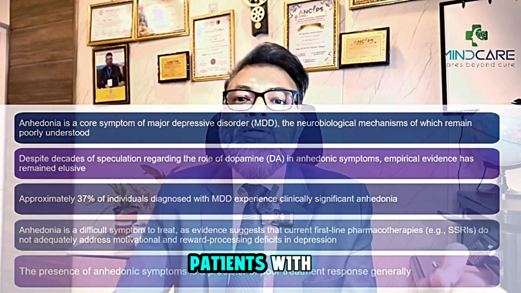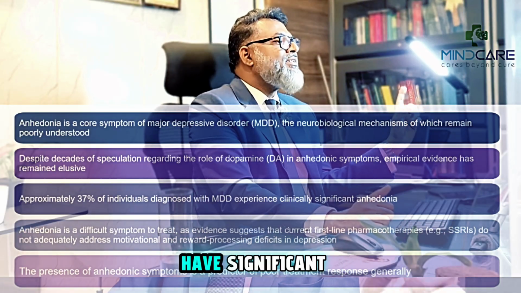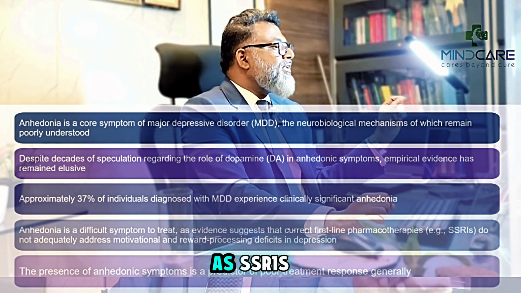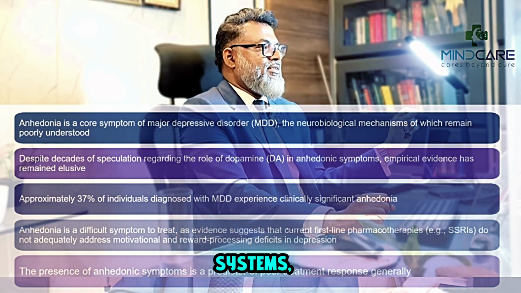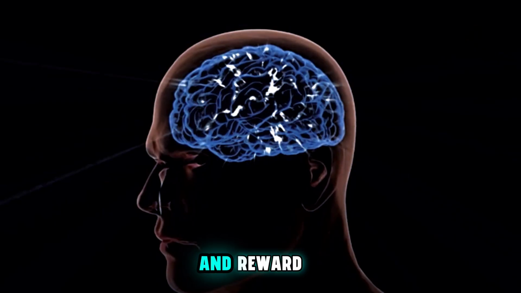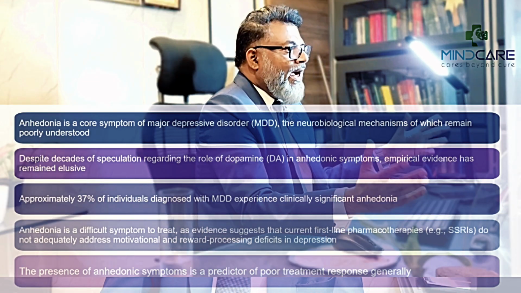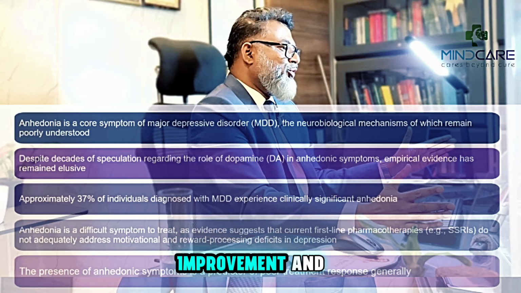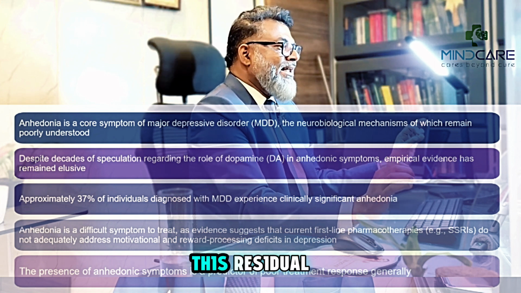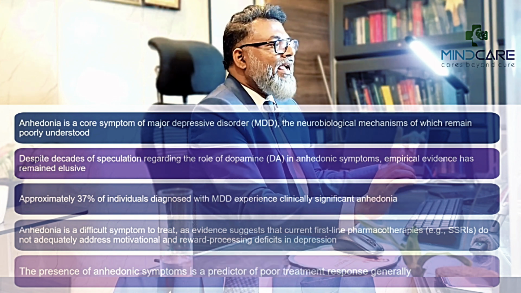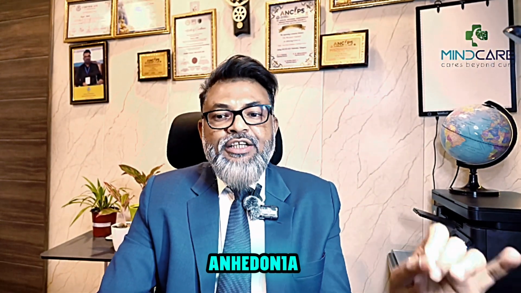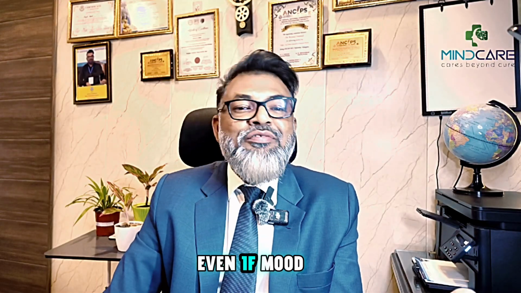Nearly 37% of patients with major depressive disorder clinically have significant anhedonia. Anhedonia is particularly challenging to treat because first-line therapies such as SSRIs predominantly act on the serotonergic system, which relieves sadness and anxiety, but fails to adequately address this motivational and reward processing deficit. As a result, anhedonia often persists even after mood improvement, making it a strong predictor of poor treatment response overall. This residual symptom is therefore not just another complaint. It is the central obstacle to functional recovery. Whenever anhedonia remains, recovery is compromised, even if mood improves.